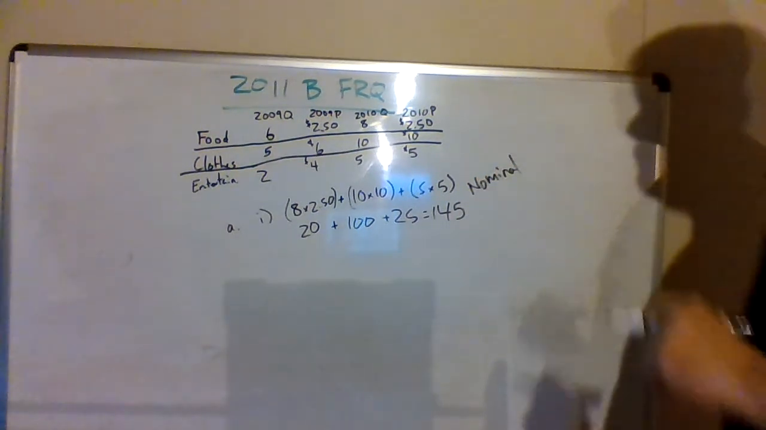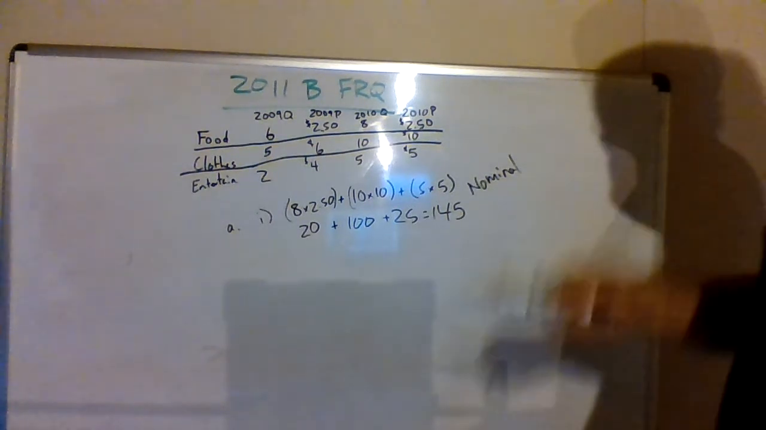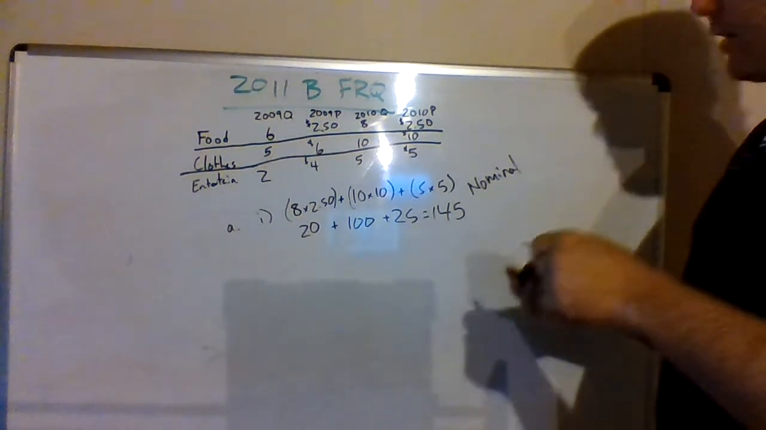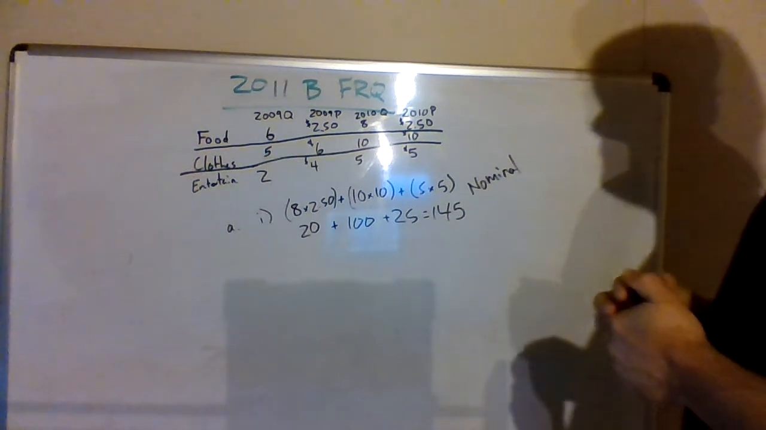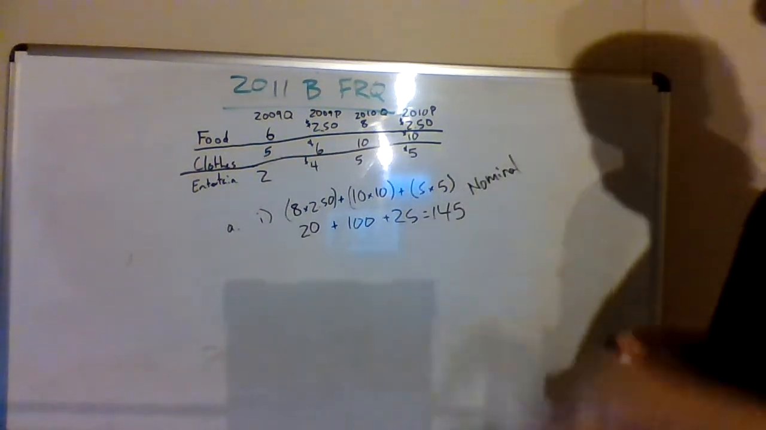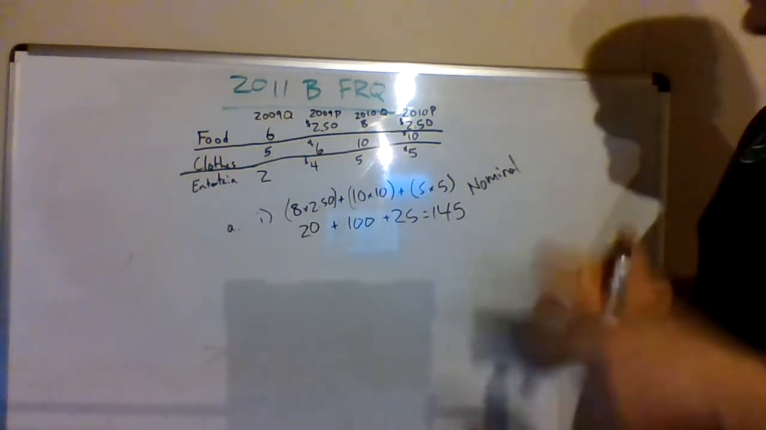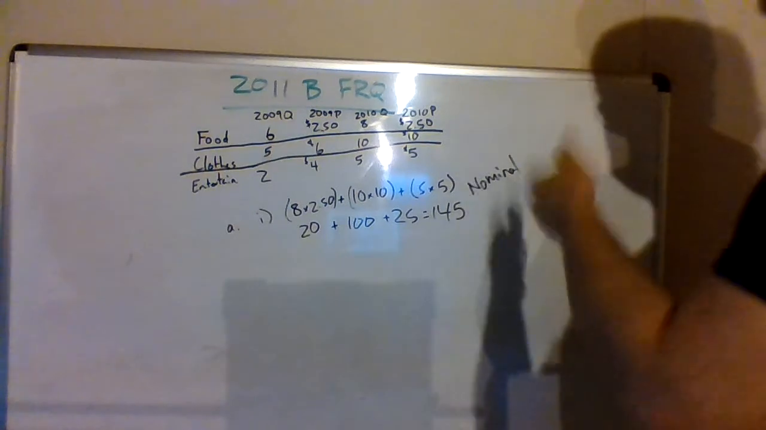Now, the problem with nominal GDP is we have obviously inflation, right? Prices go up, and in certain cases, not always, it might look like we're producing more stuff by the dollar amount, but we're not because of inflation. So sometimes we like to compare things from one year to the next.